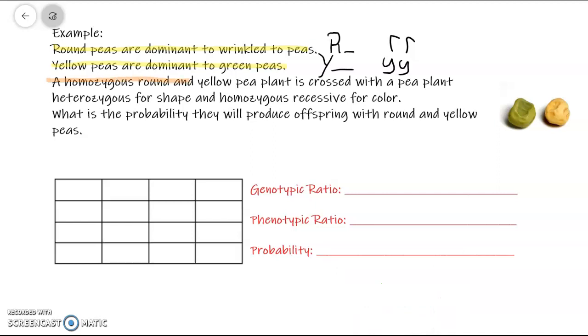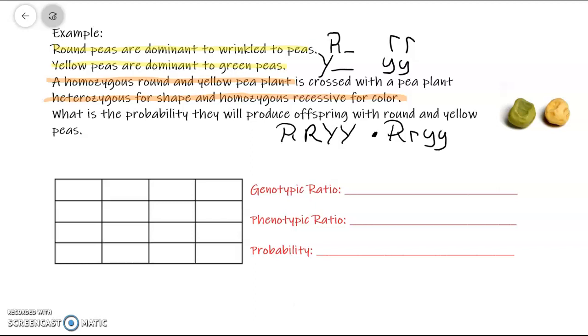A homozygous round yellow pea plant. So let's figure out what that genotype is. If you're homozygous for round, you are big R, and you're homozygous for yellow, so you're big Y. That is the first parent. They're going to be crossed with a heterozygous one for shape, and then homozygous recessive for color. So this other parent is heterozygous for shape, so that means they are round, but they're heterozygous, and they're homozygous recessive for color, so they're green, 2 little y's.